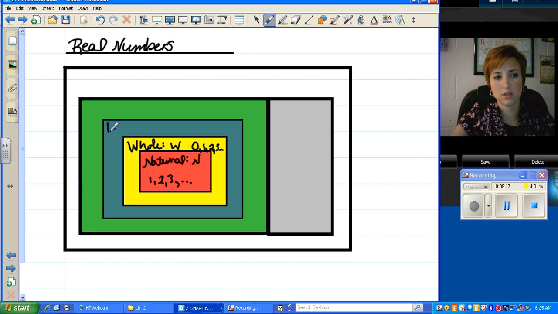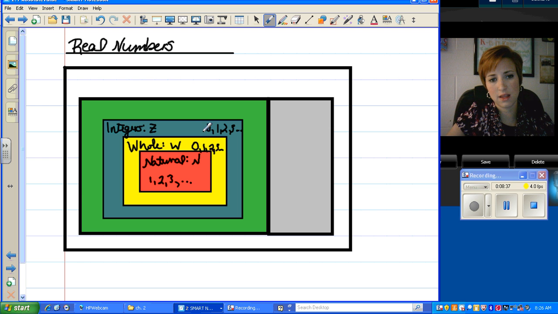Then integers is just bigger than whole numbers. Integers get denoted by the letter Z, and we say it's whole numbers and their opposites. So if I look at my whole numbers, 0, 1, 2, 3, dot, dot, dot, the opposite of positive 1 is negative 1, the opposite of positive 2 is negative 2, and the opposite of positive 3 is negative 3. And it goes in the other direction too. We have dots on both ends to show it's all the negatives and all the positives.